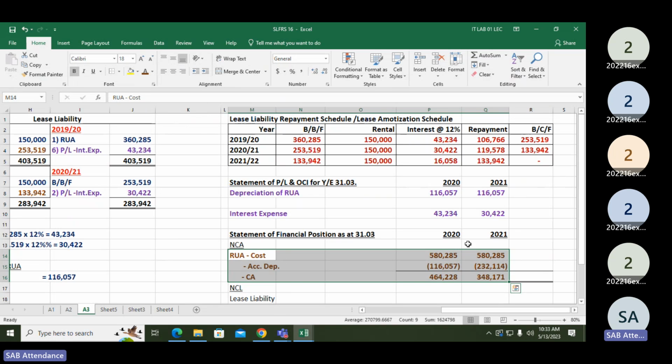One special thing: divide this lease liability as current and non-current. You have to divide the lease liability as current and non-current.